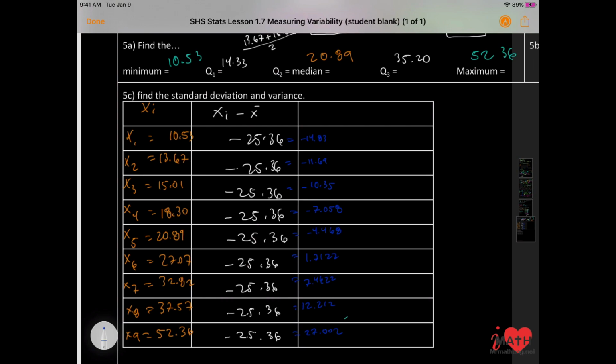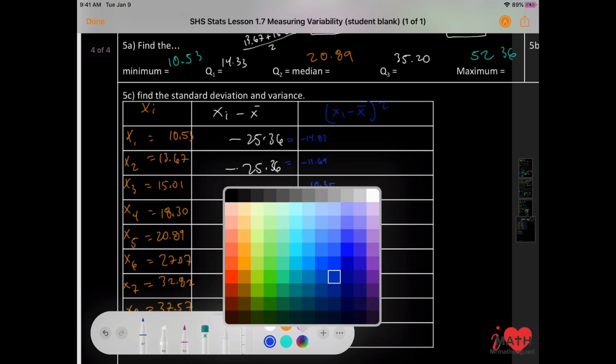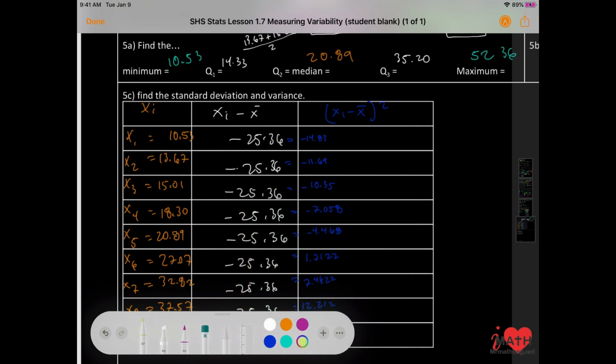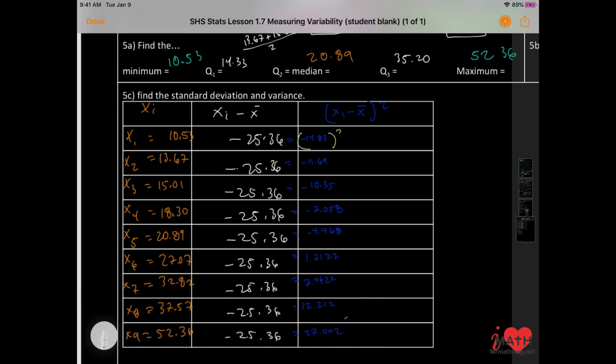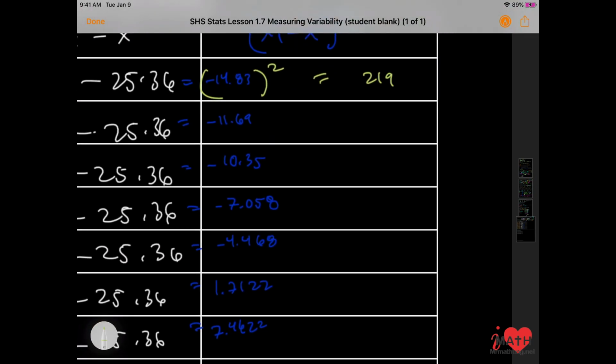We've taken our numbers, I've subtracted from the mean. Now I'm going to take these numbers in blue and we're going to square them. All right, so if I square these numbers, take negative 14.83 and square it, you're going to get some bigger numbers. 219.83, 136.86, 136.6, square that, you're going to get 107.08.